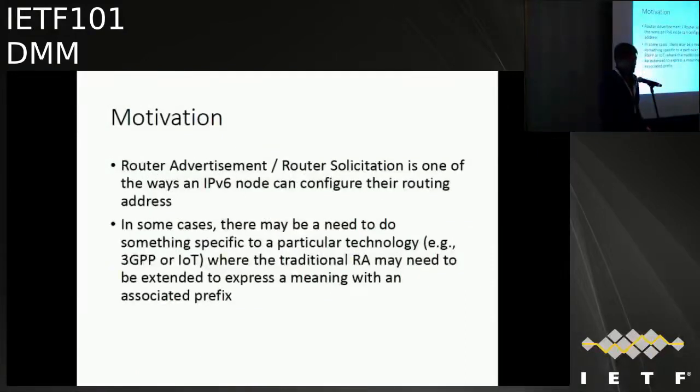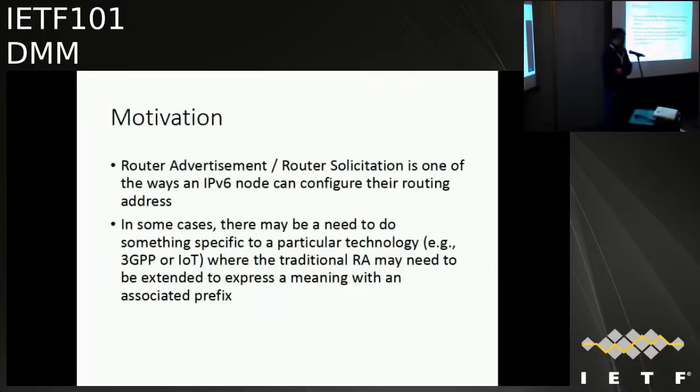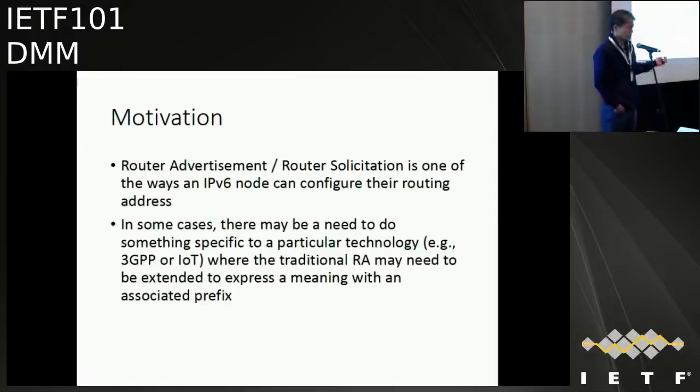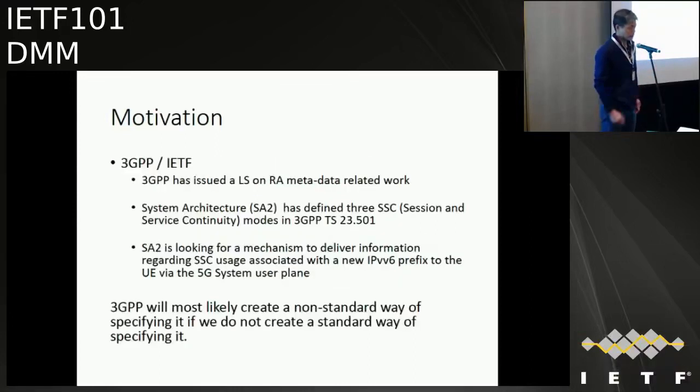As you know, router advertisement, RAs, is one of the ways for an IP node to configure its routing address. One of the things with distributed mobility management is that there may be a need to allow options with a particular set of prefixes. As mentioned earlier by Sri, there's an LS statement from 3GPP regarding RA metadata related work. In particular, they've defined 3 SSC modes, and it was mentioned in Kalyani's talk a little bit earlier. And what SA2 is looking for is a mechanism to deliver information regarding SSC. So the idea is that a UE coming online may have a set of options available to it, and this is the way for the network to specify what those are.